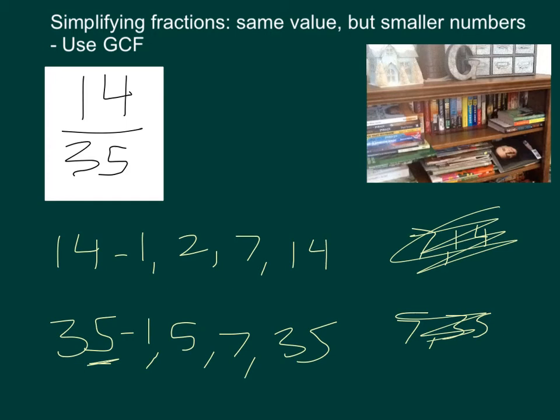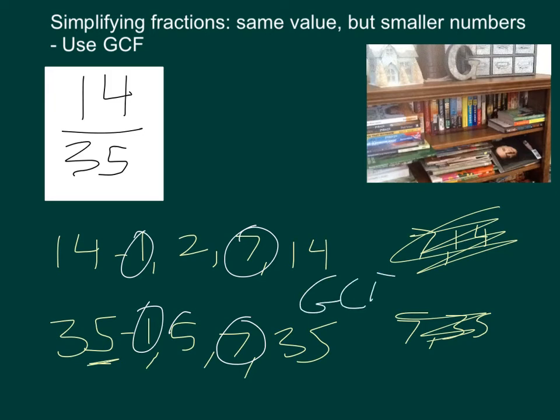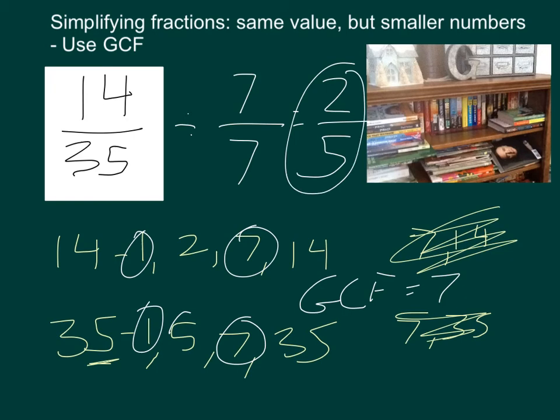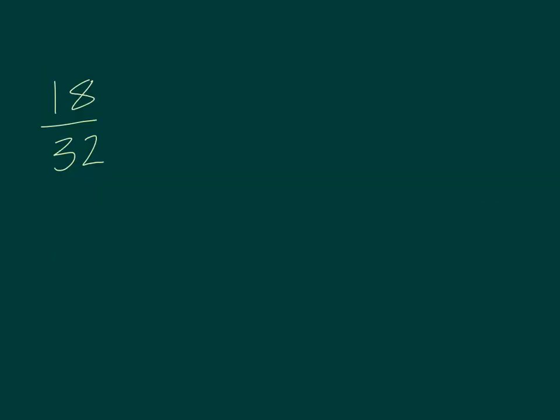Now let's go look for matches. We've got a 1, we've got a 5, doesn't match, 7 matches. So now we see that our greatest common factor is 7. Now all we're going to do is divide. We're going to divide the bottom by 7, and whatever we do to the bottom, we must do to the top. We divide straight across. 14 divided by 7 is 2. 35 divided by 7 is 5. So I can say that 2/5 of my books are about teaching, which is a lot easier to visualize than 14 35ths.